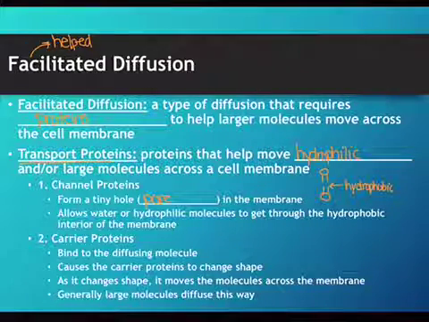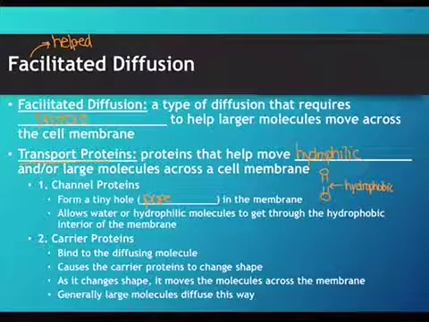Our second type of transport proteins are carrier proteins. These bind to the diffusing molecules, and it causes the carrier proteins to change shape. As it changes shape, it moves the molecules across the membrane, and generally larger molecules will diffuse this way.